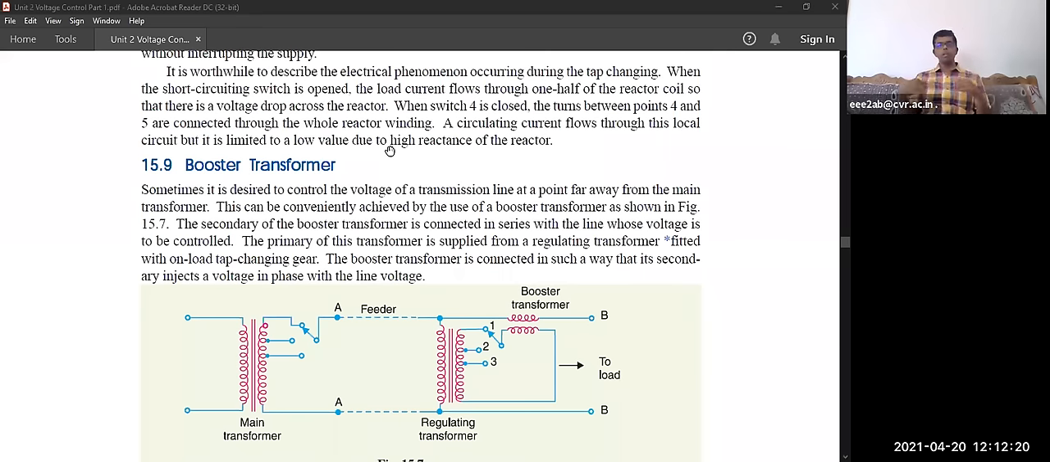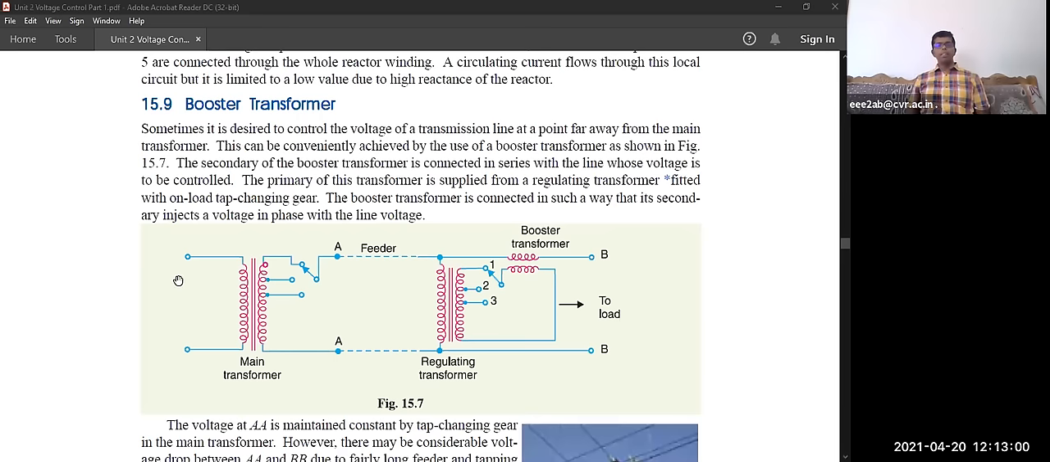Say for example, in that particular area some 30 or 40 connections are there at the farther end, some colony with 30 to 40 connections. In those 30 to 40 homes, we are not receiving enough voltage; the voltage we are receiving is very, very low. In that scenario, they will install a booster transformer in that area. The booster transformer is connected in series with the line whose voltage will be controlled.